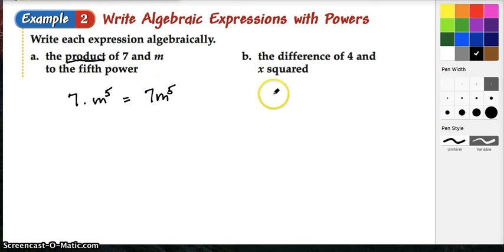Let's take a look at part B. The difference of 4 and x squared. Difference of two things. We've got the two things, 4 and x squared. Difference we know to be subtraction, so we're talking about 4 minus x to the 2nd power. Let's check out example 3.